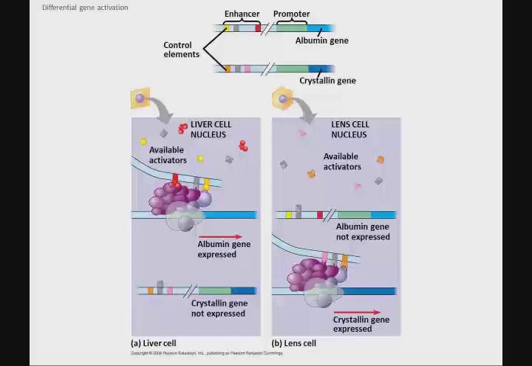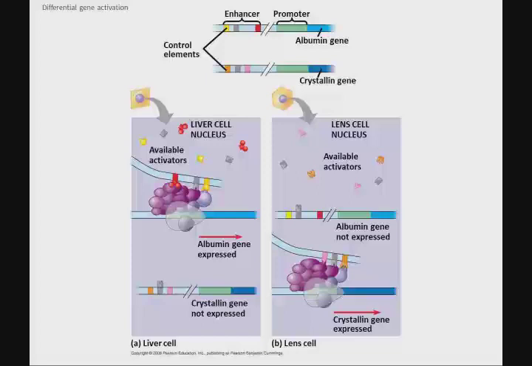And the key is this. You see upstream of each of those at the top of the diagram here, you see the diagram of both genes. Both of these cells have both genes, right? Because every one of your cells has all your genes. But you'll see upstream of both promoters of the genes are different sets of enhancers. Both of them have the gray enhancer, but the albumin gene has the yellow and the red enhancer in addition, while the crystallin gene has the orange and the pink enhancer in addition.